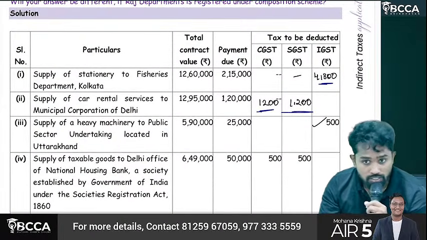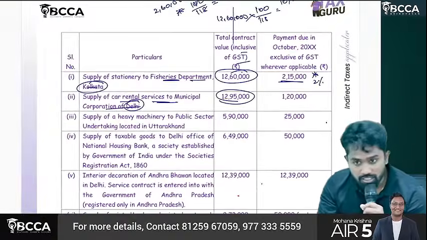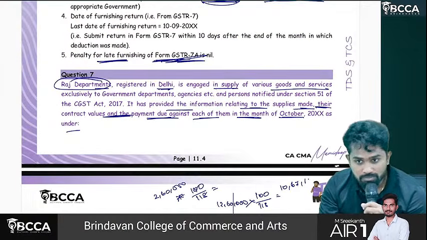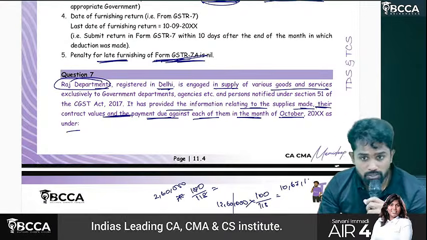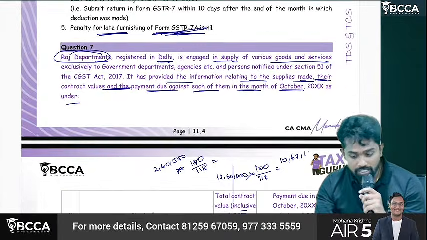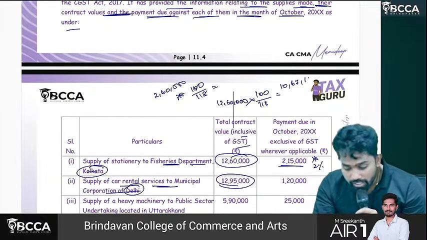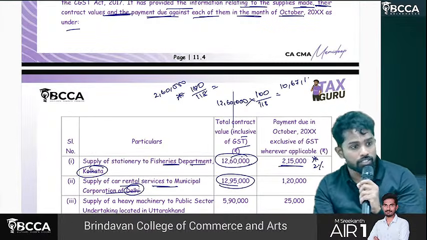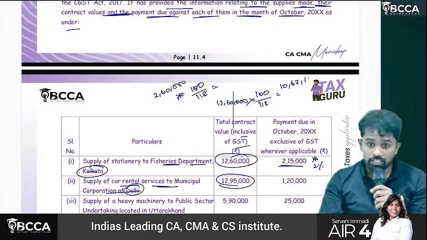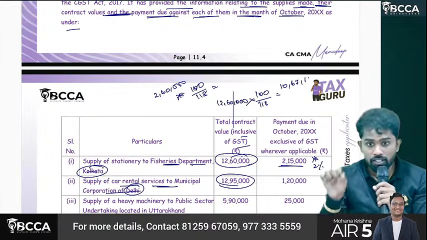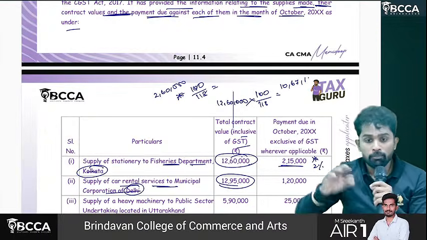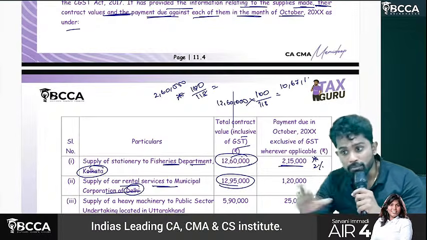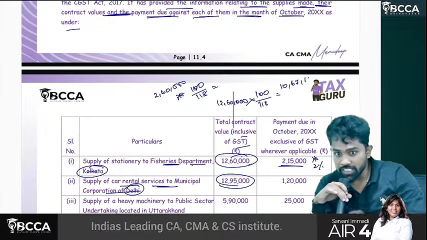1,200, 1,200. Sir, if they ask a question, they will not ask this question; they will ask it from the CFNL question only. So you should be clear what they have given wrongly here: 12,60,000, 12,95,000. Actually, they framed the question properly. First, they want to test whether you know the provision that below 2,50,000 TDS is applicable or not. That's why the first point tested that.